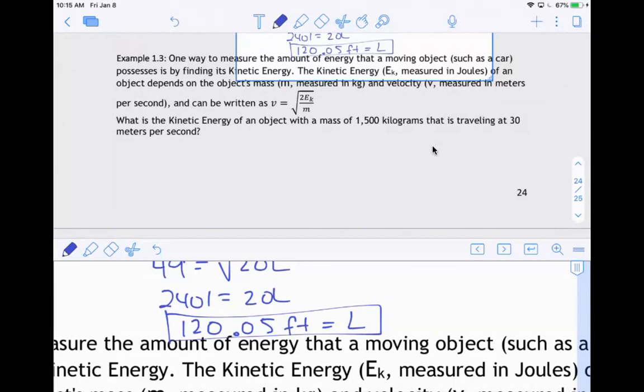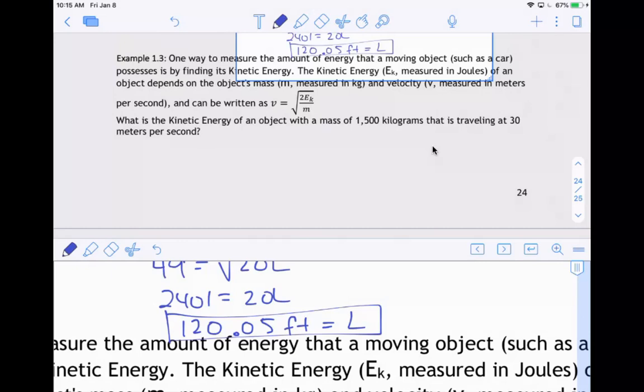Now be careful here. Remember, when they defined this, EK was one variable. So we've got 2 times EK over m. Right? Don't read this as like 2e sub k, because then you might think there's something to do with an e and a k, but there isn't. This is an EK, and there's an m, and there's a v. All right, what is the kinetic energy of an object with a mass of 15,000 kilograms, and that is traveling at 30 meters per second?